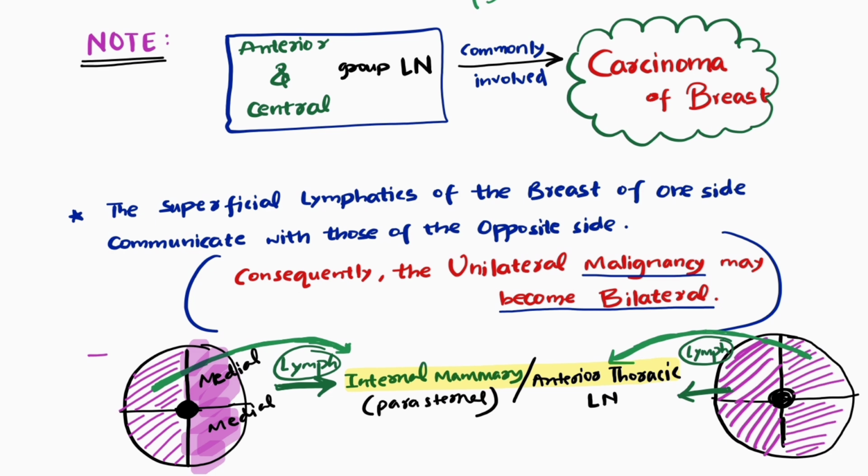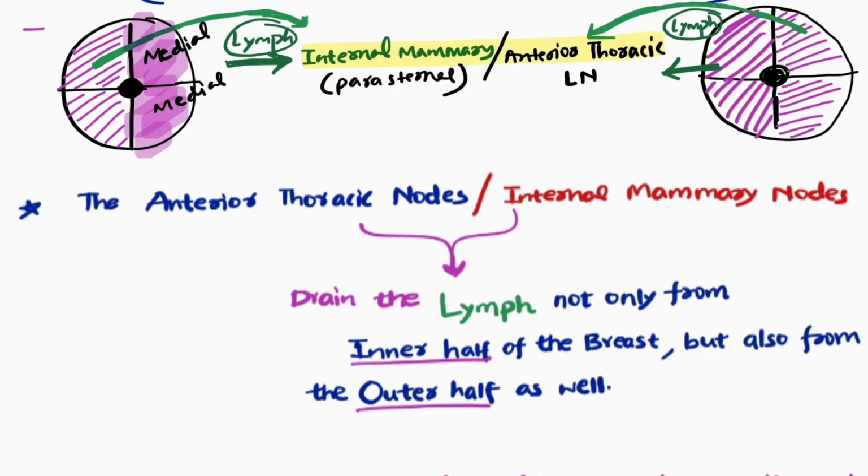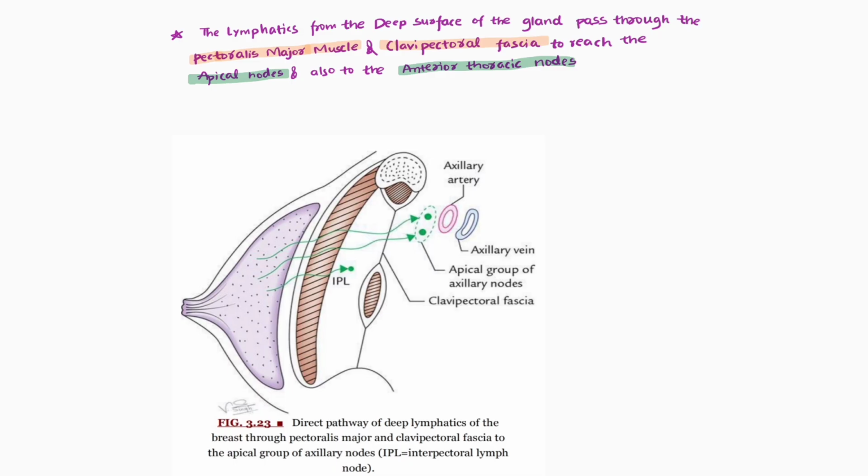And the note point is anterior and central group of lymph nodes commonly involved in the carcinoma of breast. So the metastasis will be happening to these lymph nodes. And here the superficial lymphatics of the breast of one side communicate with those of the opposite side. That is, consequently, the unilateral malignancy may become bilateral. It's not that only single breast is involved. It can spread to the opposite side, the other breast also. And you can see here the inner half of the breast and the outer half of the breast as well will drain into the internal mammary or anterior thoracic lymph nodes.